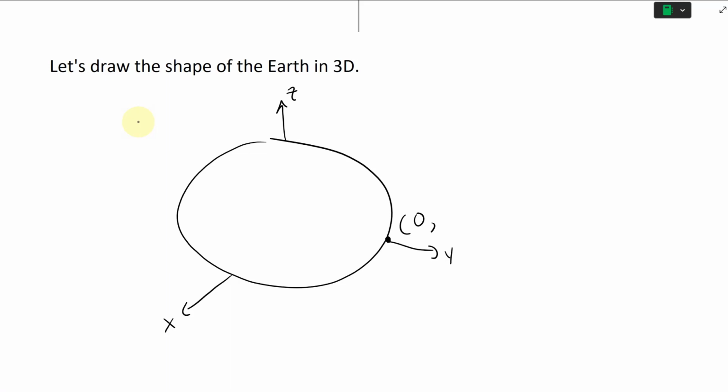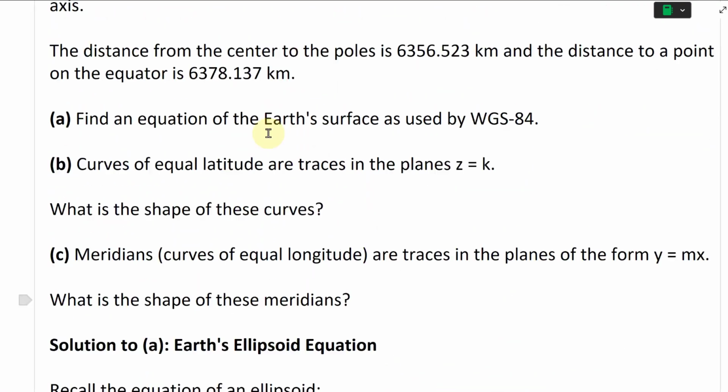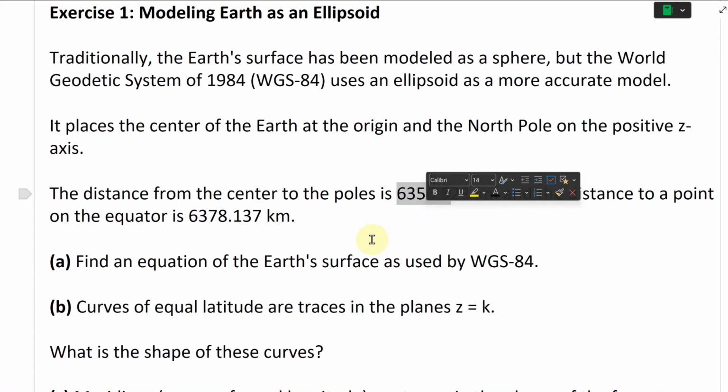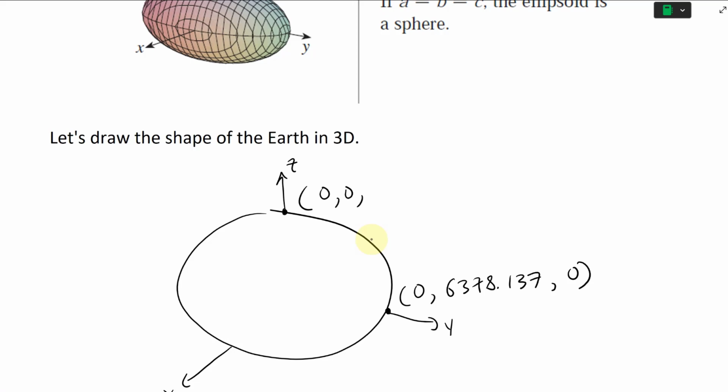So at this point right here, 0 is x, and this is going to be the same for the x one. It's going to be 6378.137, like that. Yeah, 6378. This is to the equator, and then this one right here, 6356.523, is going to be at this vertical part. So this is going to be 0, 0, 6356.523.